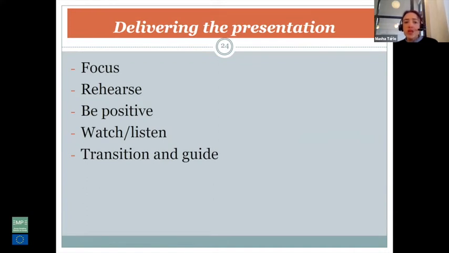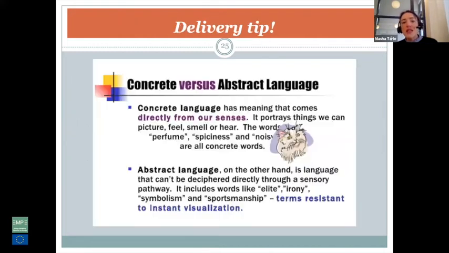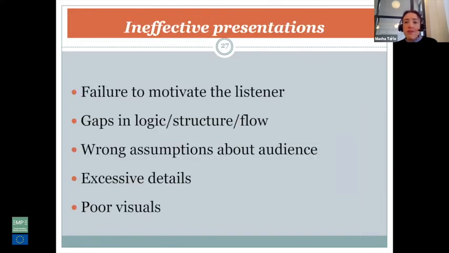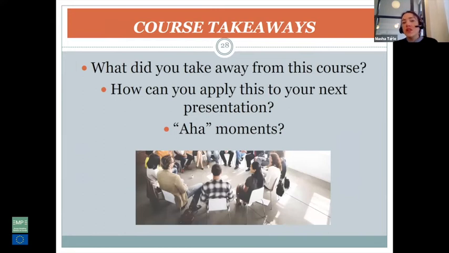We would also give some tips for delivering the presentation, and talk a little bit about concrete versus abstract language, which is very, very important because people don't listen to abstract language well. A little bit about time management, what makes an effective presentation. I think that would be the end. We have to finish now. So I give the word back to Eva.